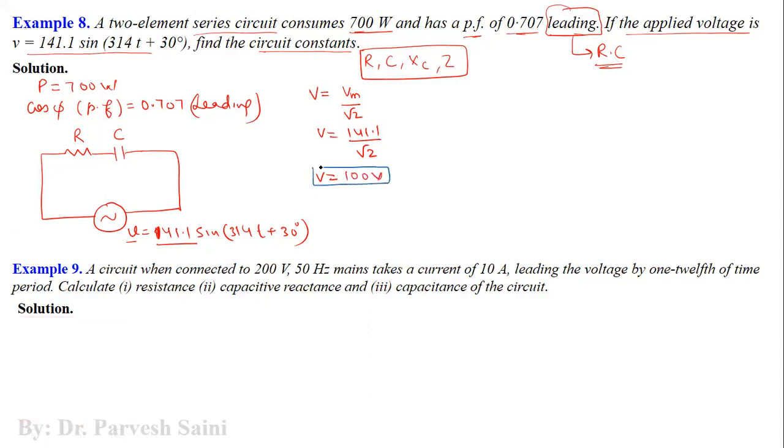We need to take care of that. So V has been calculated. C, how will we calculate the impedance? Impedance can be calculated by knowing the value of R and C. R can be calculated by knowing the value of current in this particular circuit.